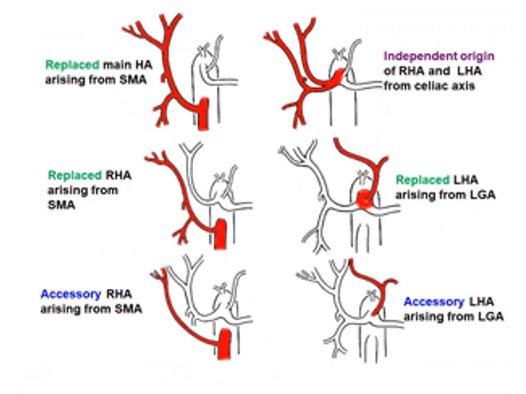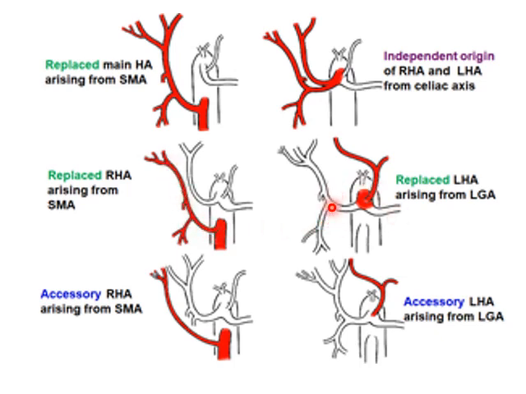Only 55 to 65% of the population has normal anatomy, and these are some examples of the abnormal anatomy. Here we can see the left hepatic artery and right hepatic artery arise independently from the celiac trunk. In this example, we can see the main hepatic artery arising from the superior mesenteric artery. In this example, we can see the right hepatic artery only arising from the superior mesenteric artery.